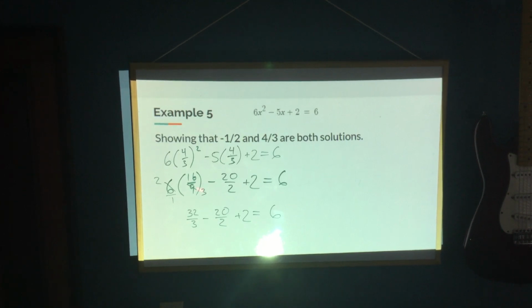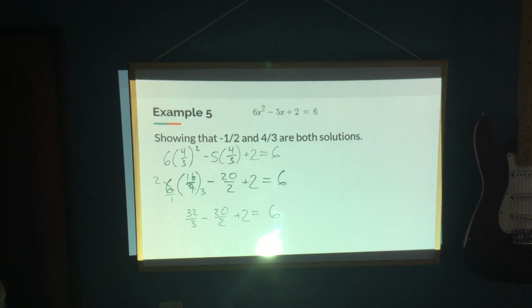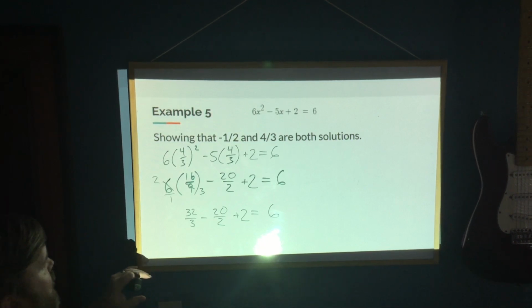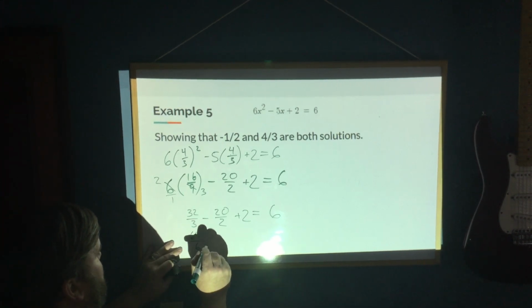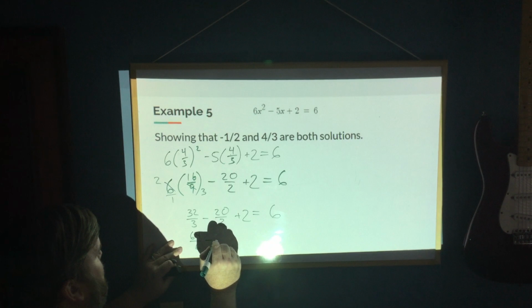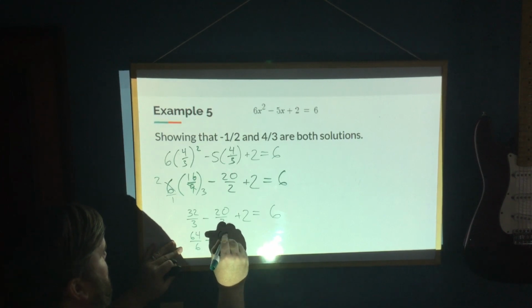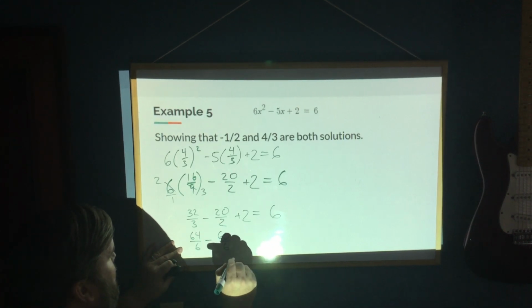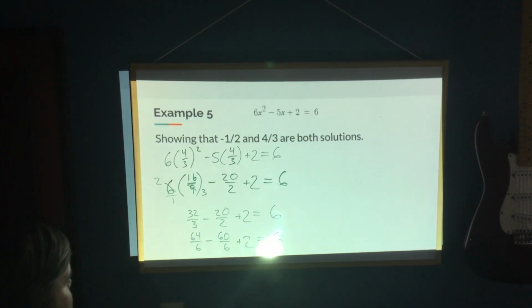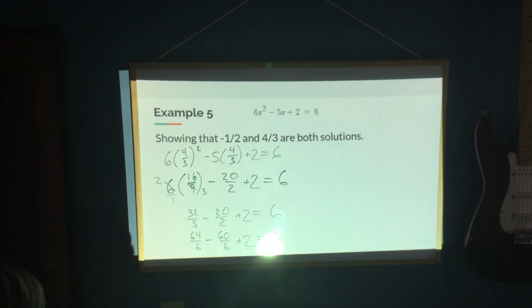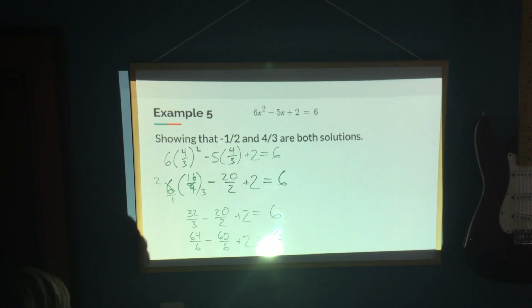In order to combine these, we need a common denominator. I sure hope I'm doing this right. So we need a common denominator. That'll be 64/6 minus 66 plus 2 equals 6. I've messed up.